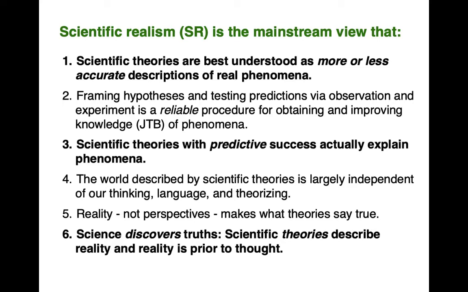Scientific theories with predictive success actually explain phenomena. That is, those that make accurate predictions succeed in doing so because what they say is true. The world described by scientific theories is largely independent of our thinking, language, and theorizing. So it's reality, not perspectives, which makes what theories say true. Science discovers truth. Scientific theories describe reality, and reality is prior to, independent of, thought.